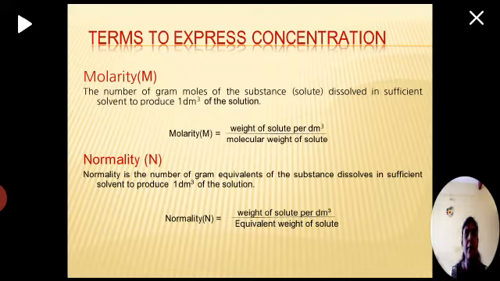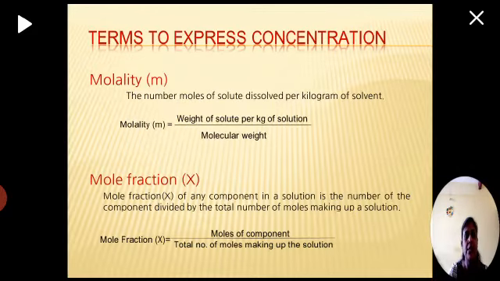Then comes normality. It is denoted by capital N. Normality is the number of gram equivalents of the substance dissolved in sufficient solvent to produce 1 dm cube of the solution. Then comes molality. It is denoted by small m. The number of moles of solute dissolved per kilogram of solvent is called the molality. It can also be defined as the ratio of weight of solute per kilogram of solution to the molecular weight.